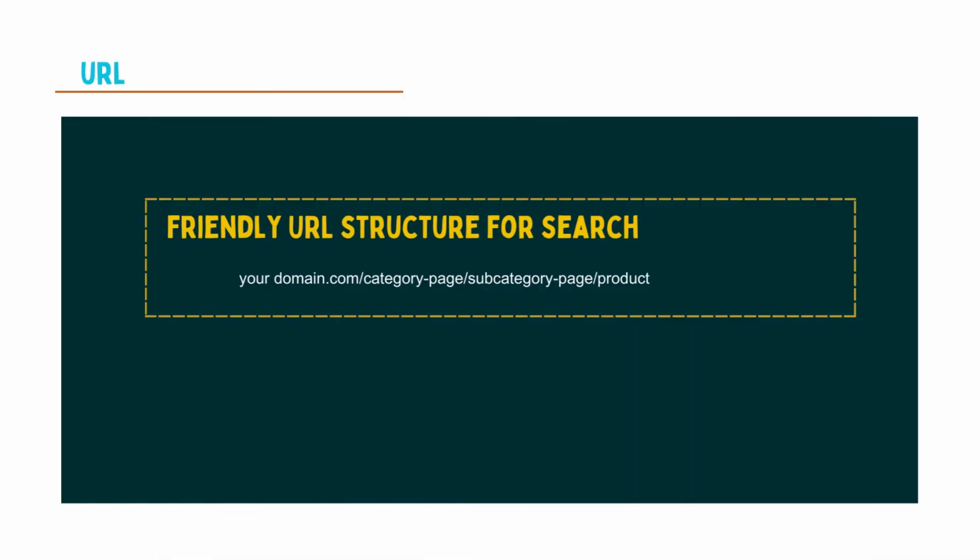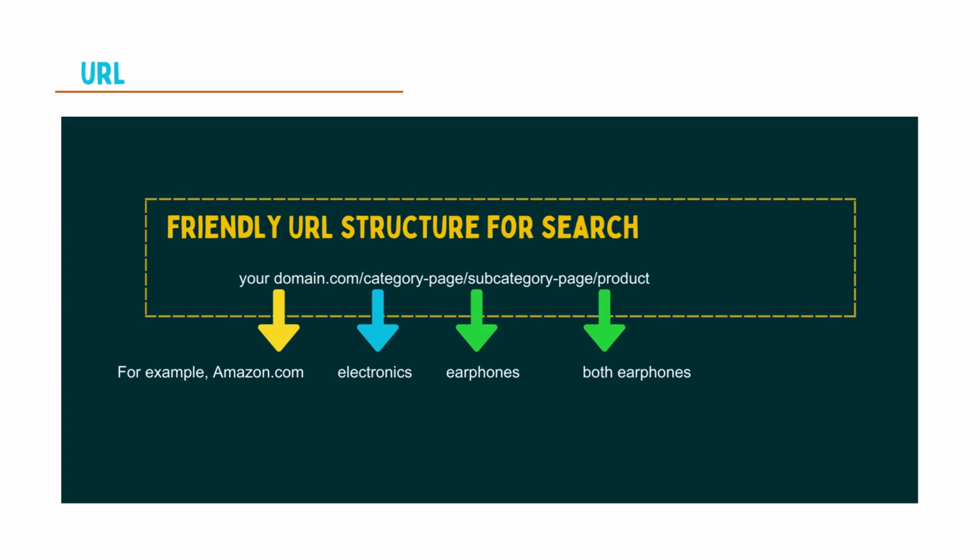A friendly URL structure for search purposes typically consists of a domain followed by a subcategory separated by a hyphen, and then the specific product. This format works well for e-commerce websites with categories and subcategories. For example, on Amazon.com, the category could be electronics, the subcategory could be earphones, and the product could be earphones. It's as simple as that.